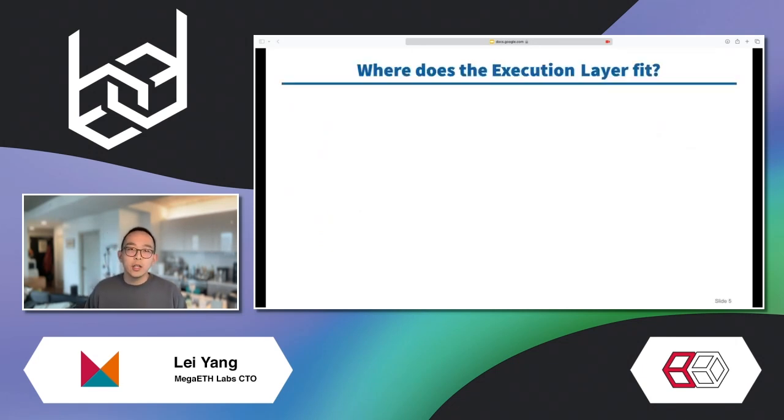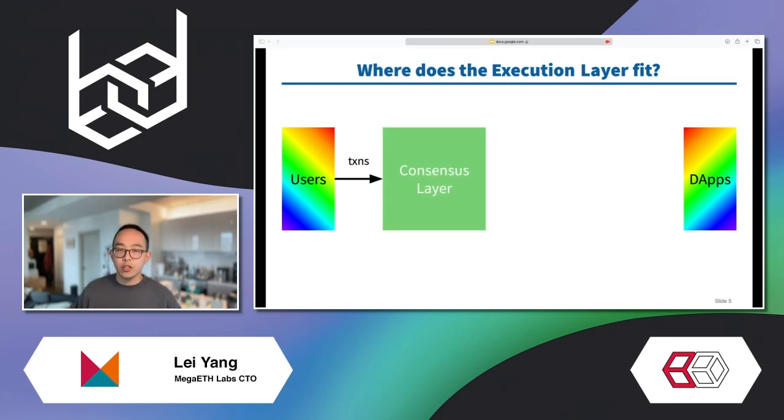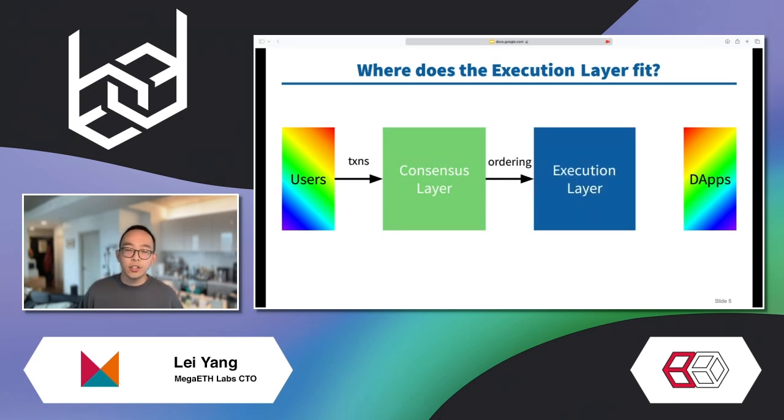Before we start talking about the numbers, I'll quickly explain what the execution layer is. On a high level, a blockchain hosts a bunch of decentralized apps or dApps, and users want to interact with these dApps. They do this by submitting transactions to the blockchain. First, the consensus layer decides which transaction comes at what time, so it establishes an ordering of all the transactions. And then the execution layer executes these transactions in that ordering to update the blockchain state.